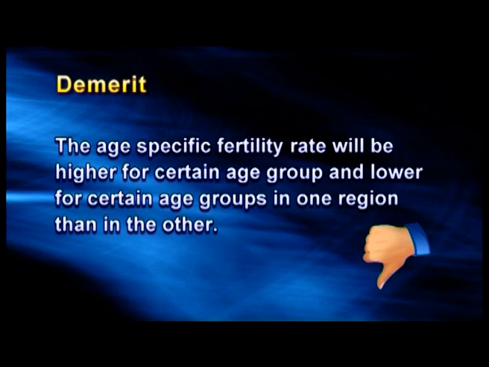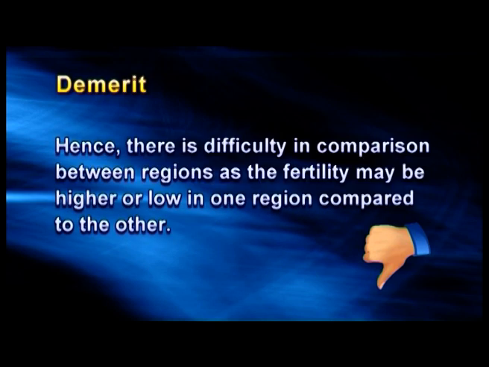Following are the demerits. The drawback of this rate is that the age-specific fertility rate will be higher for certain age groups and lower for certain age groups in one region than in another. Hence, there is a difficulty in comparison between regions as the fertility may be higher or lower in one region compared to the other.